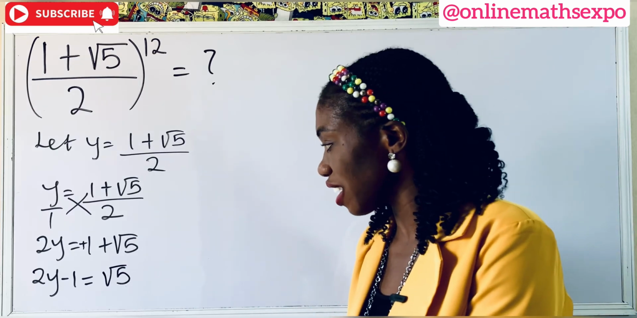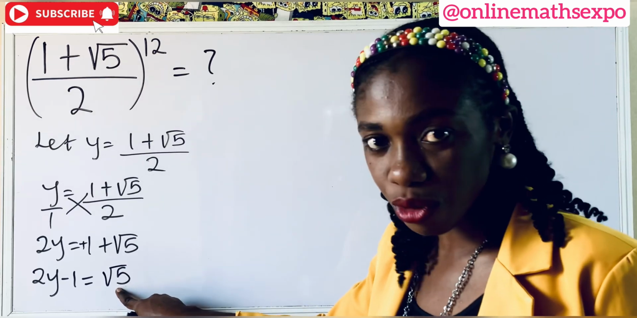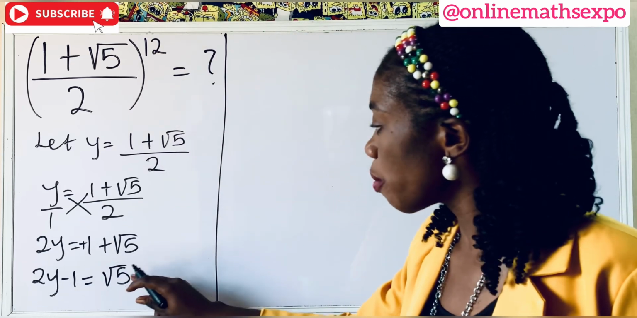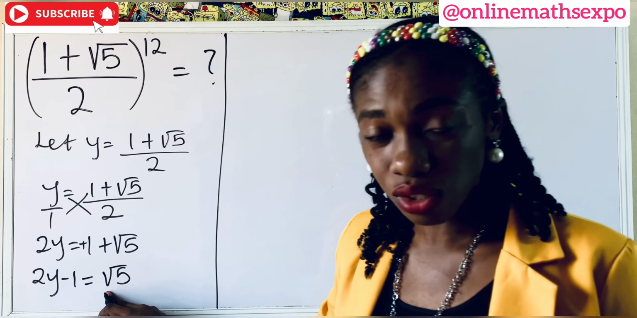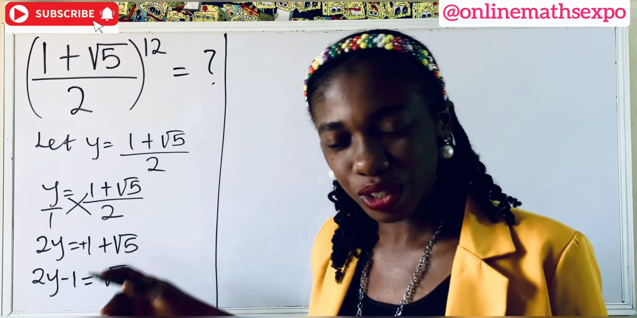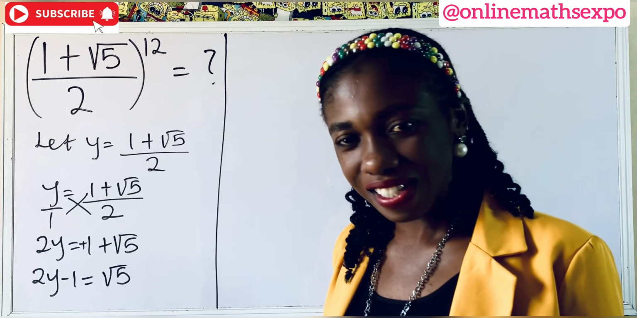So what do you do next? Remember, our target is to remove this. So we're going to drop this down. We are going to remove this. This kind of root is called a square root. If you want to know more about radical or radical expression, visit the link in the comments, okay?